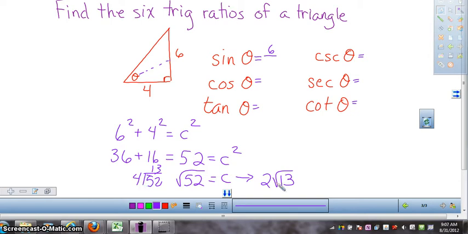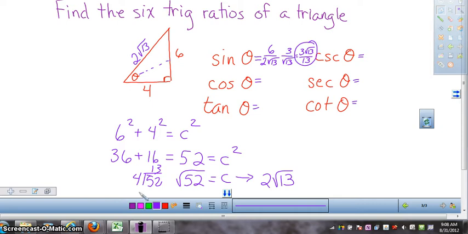So the sine, I'm going to go back up to my sine, is 6 over 2 square root of 13. And I'm going to simplify that. That's 3 over the square root of 13. And you have to rationalize the denominator. So this becomes 3 square root of 13 over 13. You were taught how to do that, to rationalize the denominator, where you just multiply the top and the bottom by the square root of 13.